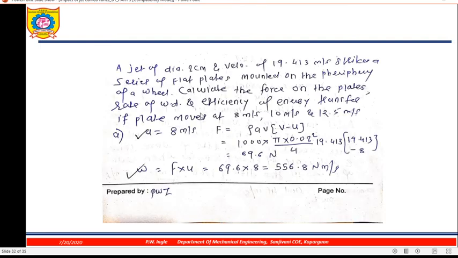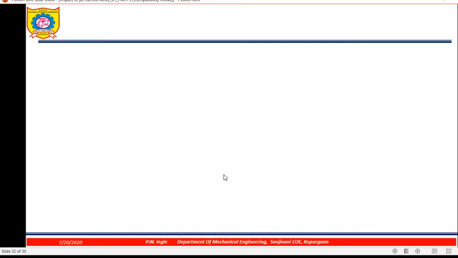Now next, a jet of water of diameter 2 centimeter and velocity 19.413 meter per second strikes a series of flat plates. So it is a case of a series of flat plates mounted on the periphery of a wheel. Calculate force on the plate, rate of work done, and efficiency. For a series of flat plates, what is the equation for force? It is rho a v (V minus U). So calculate this. Then W is F into U.